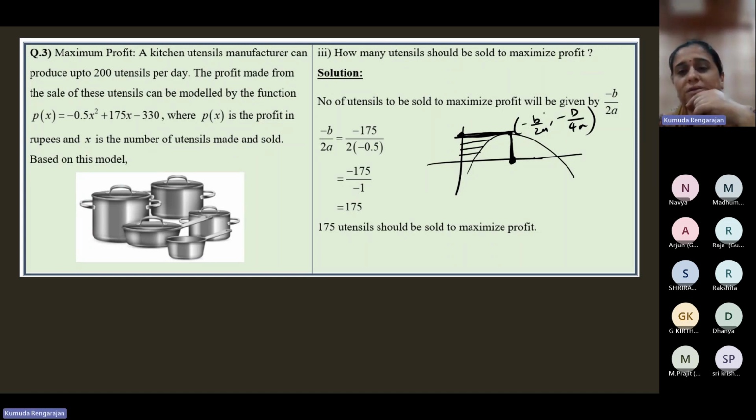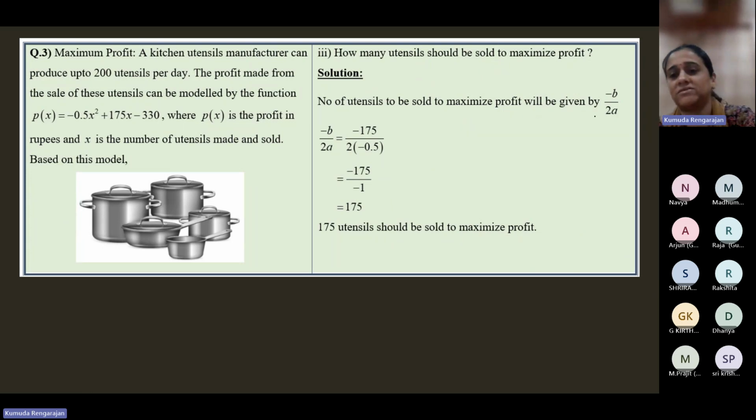If you find -b/2a, you will get the x value. That is how many utensils should be produced to maximize the profit. If you find -D/4a, you will find that maximum profit. What is the maximum profit that can be made? That you will find using -D/4a. Now to answer this question, we have to find -b/2a, because how many utensils? That is the x coordinate, that is the x-axis. How many utensils should be sold to maximize profit? So we should find x. So that is the x coordinate, -b/2a. So simply find -b/2a, that's all.